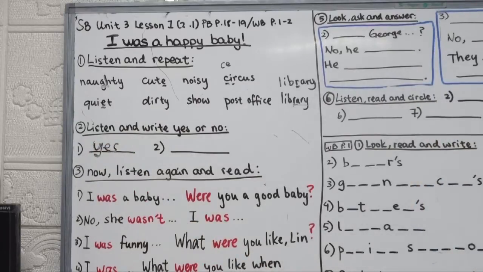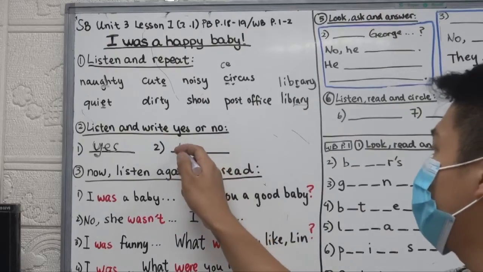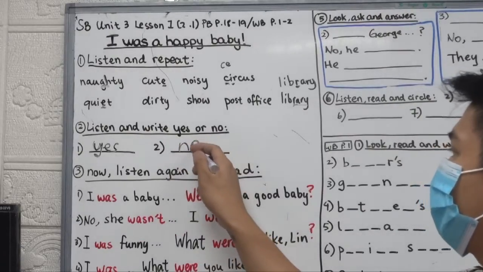Alright, what about question number 2? Cindy was an ugly baby. Was Cindy an ugly baby? No, right? She said she was a beautiful baby, so it should be no. Alright? No.